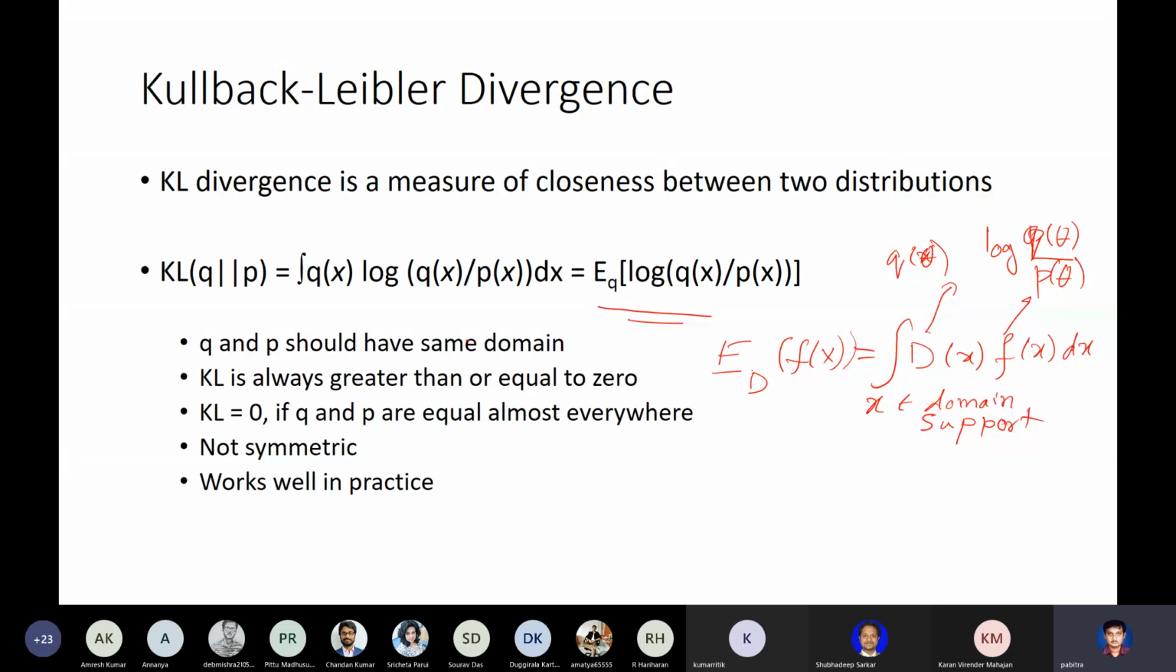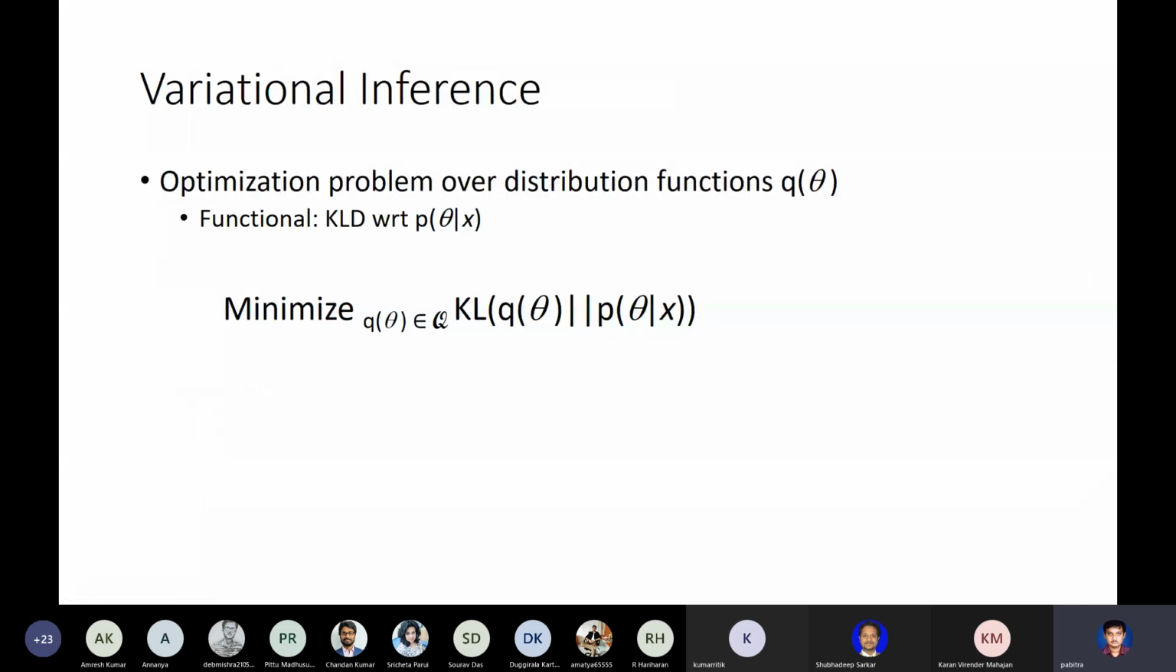If we use that as our distance measure, our optimization problem, known as the variational inference problem, becomes the following. You vary q over all of script Q, and find that particular q which minimizes the KL divergence between q and the posterior, p theta given x. Okay, so this is my optimization problem. If I solve this, I'll get q star as my best approximation of p theta given x.